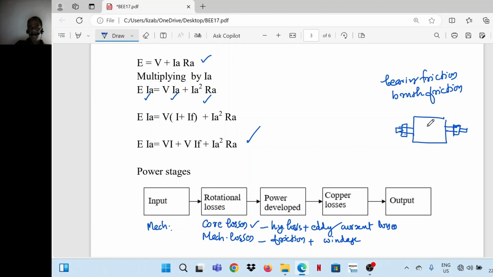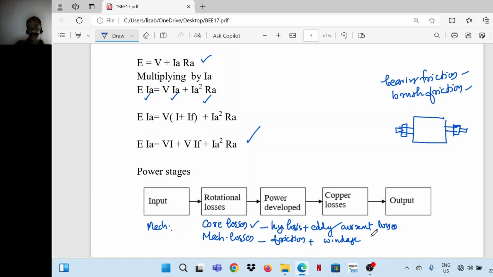The carbon brushes are touching the commutator. It is exerting a certain amount of force on the commutator so that the connection is firm. There is a certain amount of frictional losses there. So frictional losses are bearing friction and brush friction.